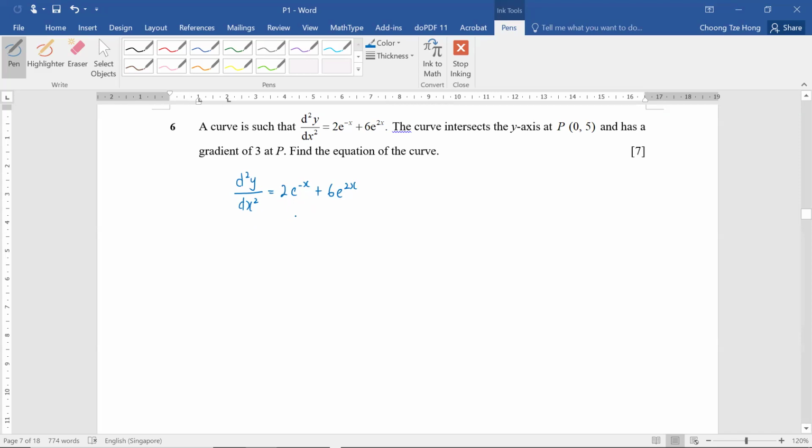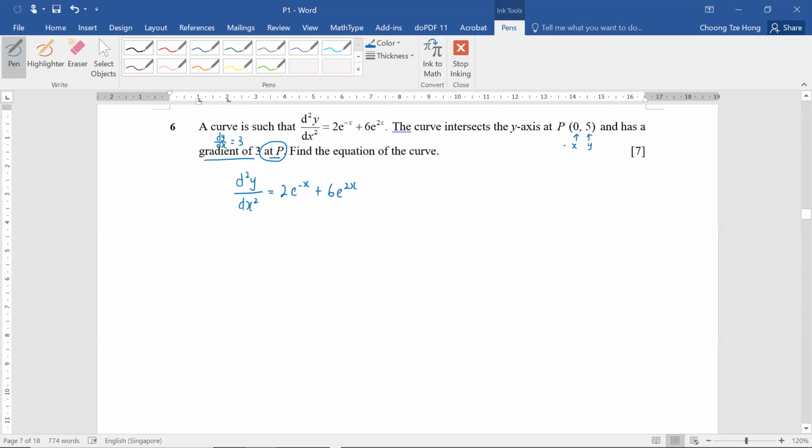Then you go back to the question and ask yourself, did they give you any information regarding the gradient? Over here we can see clearly that they told you that the gradient at P is 3. Remember, gradient is dy/dx, the gradient function. So dy/dx is equal to 3 at point P. Did they give you the coordinates of P? Yes, indeed. In fact, we know that the x coordinate at P is 0 and the y coordinate is 5.